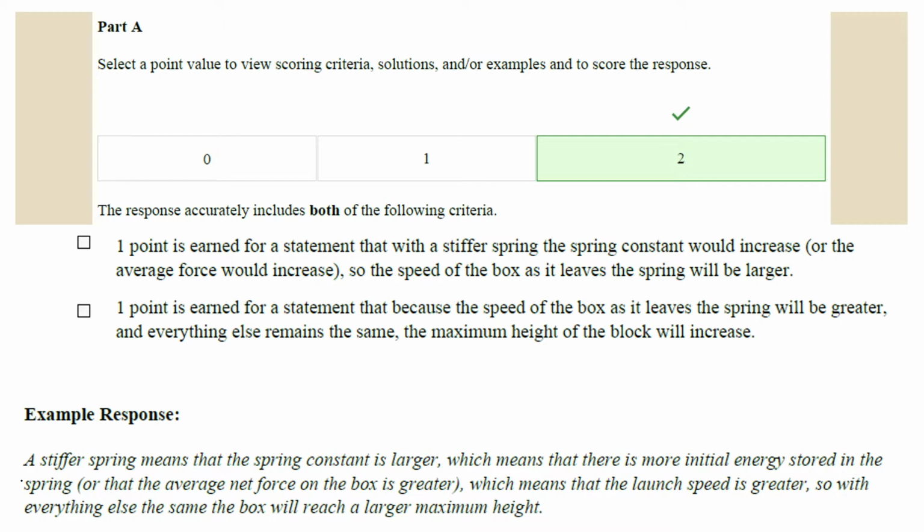And so for their example response here, they say a stiffer spring means that the spring constant is larger, which means that there is more initial energy stored in the spring, or that the average net force on the box is greater, which means that the launch speed is greater. So with everything else the same, the box will reach a larger maximum height.